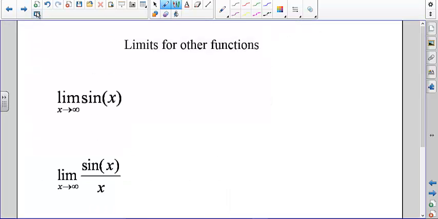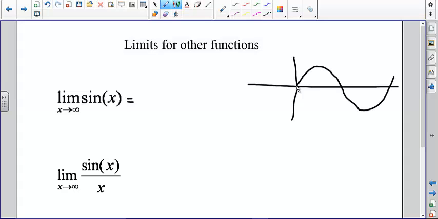Okay. Then we have limits of other functions. So the limit of the sine of x as x approaches infinity. Does anybody have any idea what that would be? Does anybody remember what the sine looks like? The sine function looks like this, right? It just keeps going back and forth and back and forth. Because it never approaches anything, it just oscillates between positive 1 and negative 1, you would say that the limit does not exist.